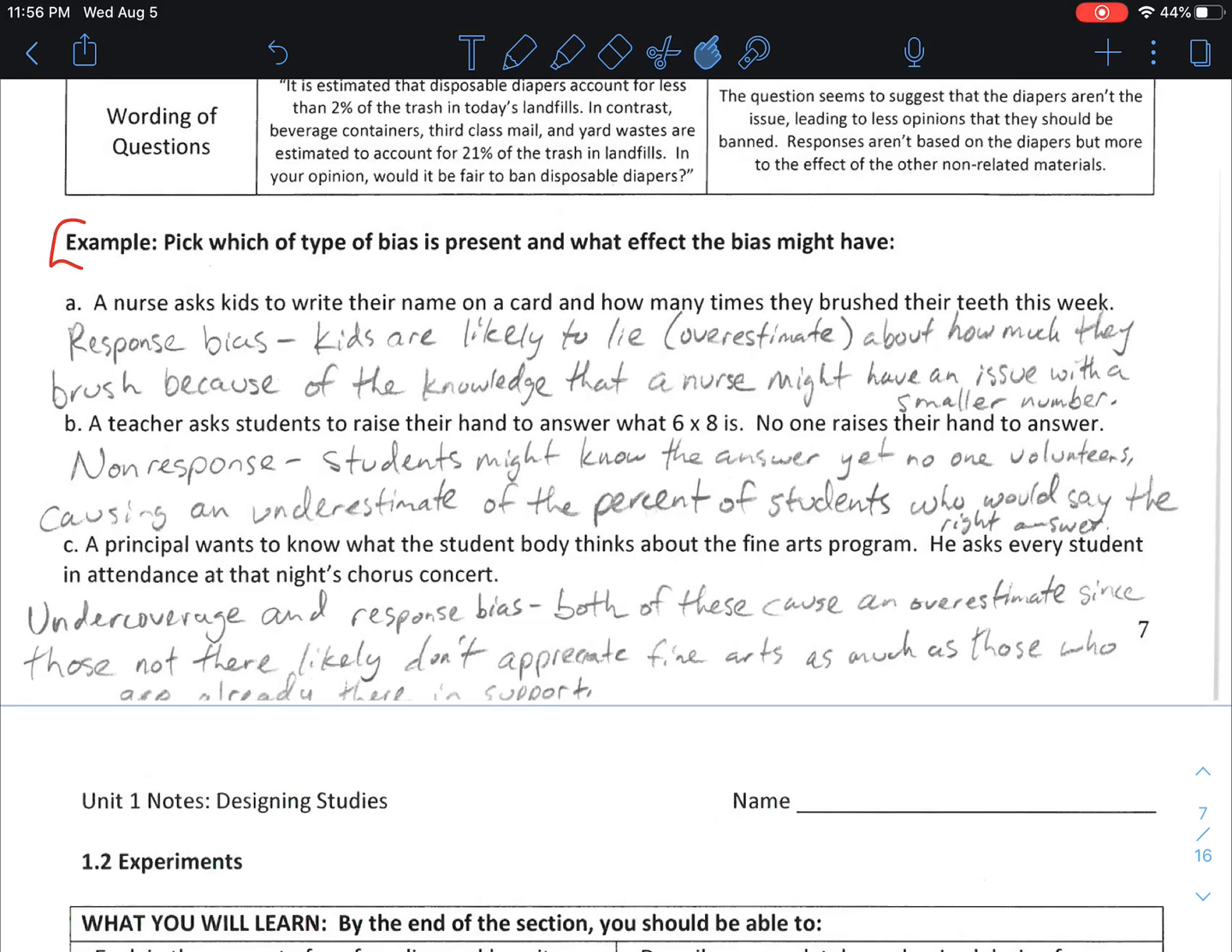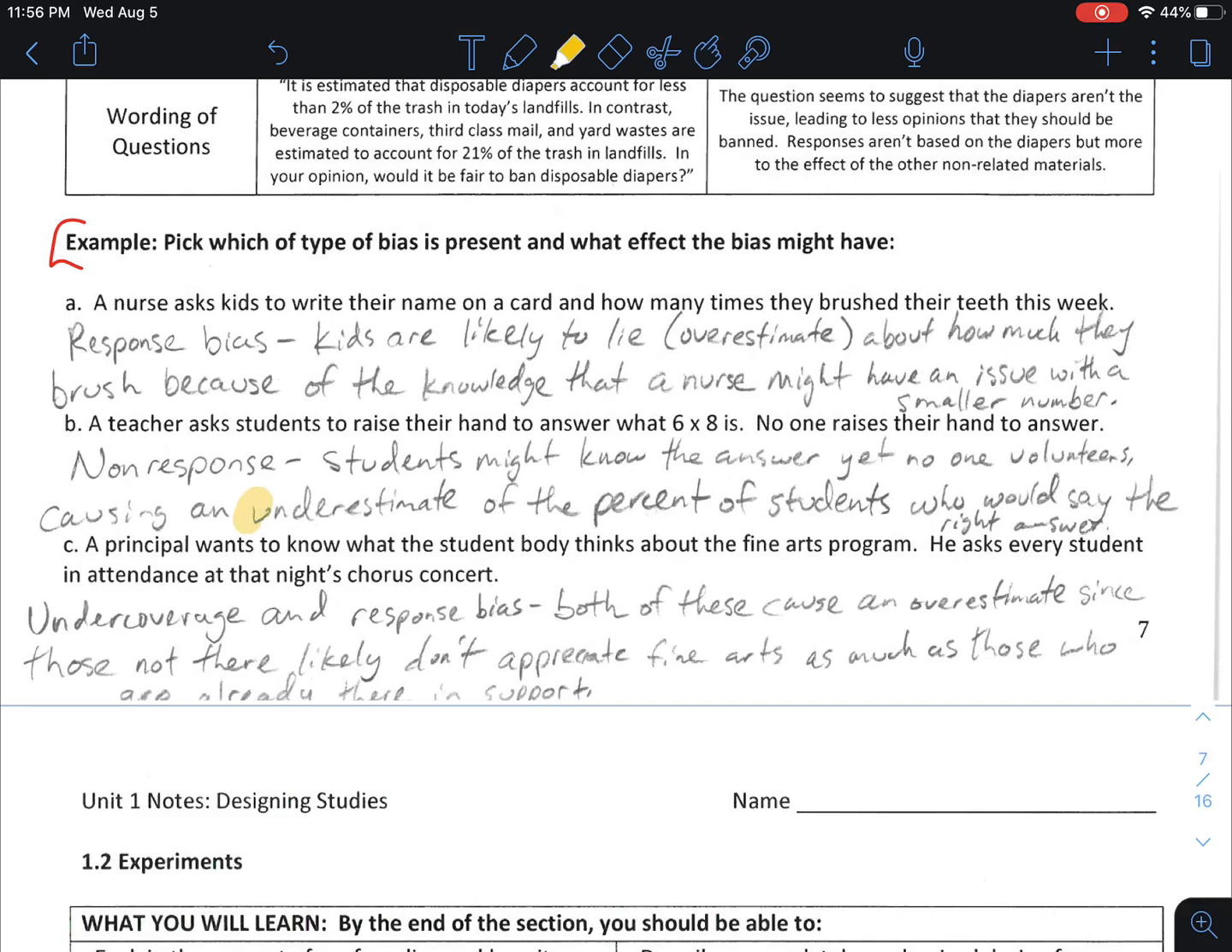A teacher asks students to raise their hand to answer what 6 times 8 is. No one raises their hand to answer. The most frustrating thing in the world. Okay, it's non-response. I asked them to answer, people didn't. Now why is this huge? It appears as though people don't know the answer. That's not true. People know it's 48. They just don't want to answer, or they don't like to raise their hand, or they don't like to talk.